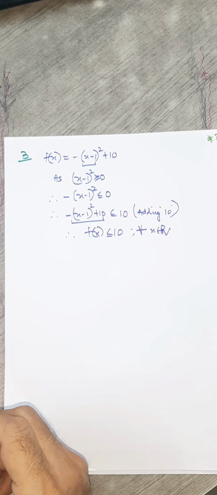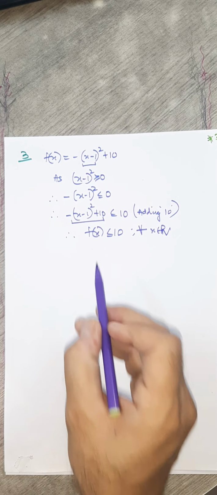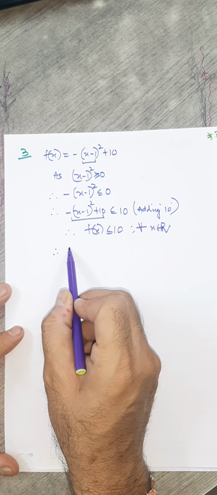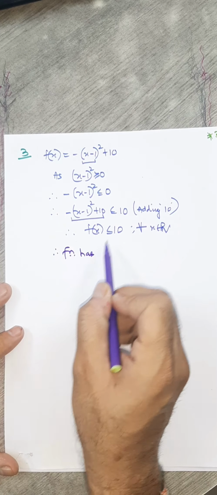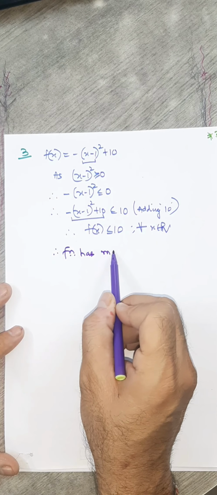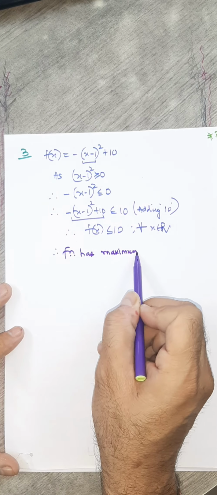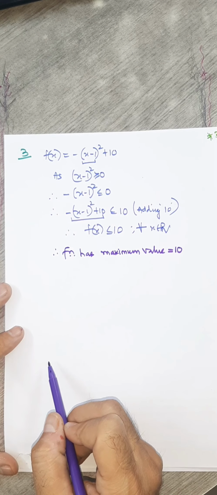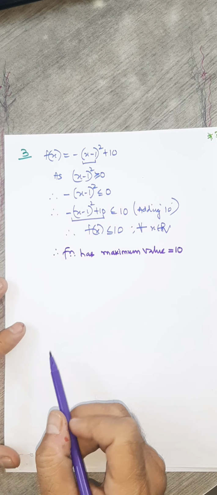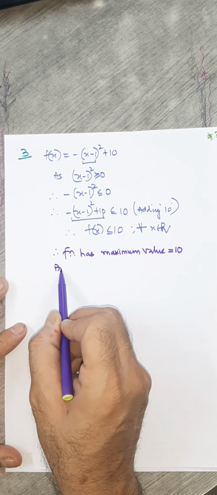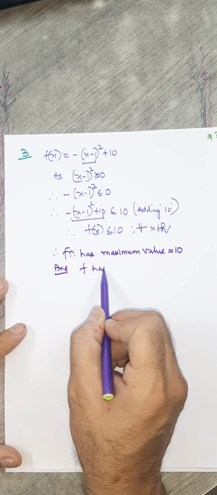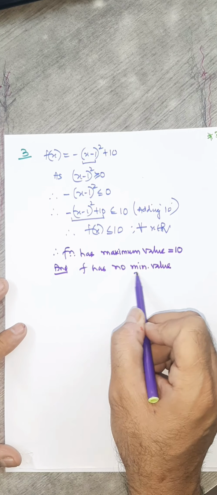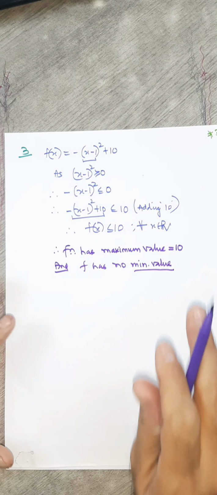Domain is R, it is understood here. So what have you concluded? That the value of the function is always less than or equal to 10. So therefore, you can say function has maximum value equals to 10. Fine. The maximum value of the function equals to how much? 10. Obviously. And f has no minimum value. That's quite obvious here. Okay, here the solution is over.